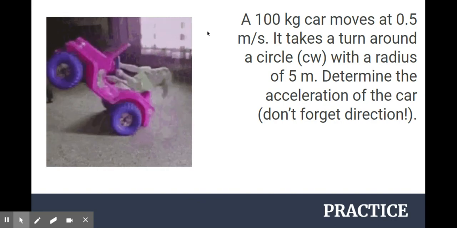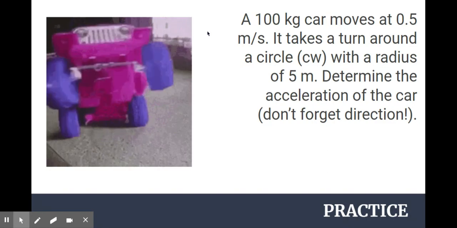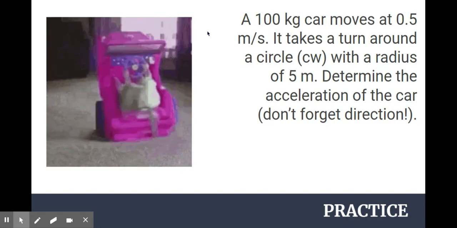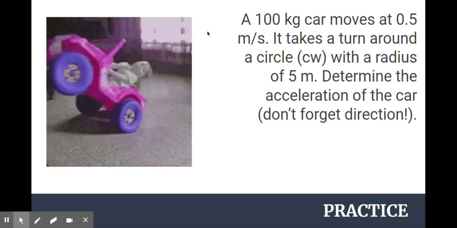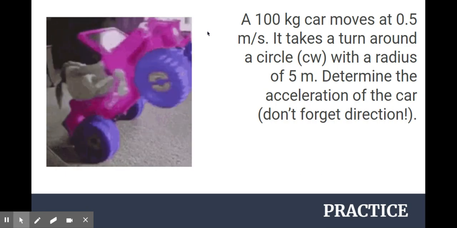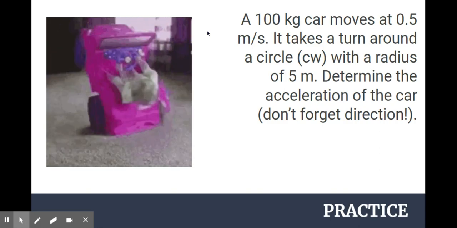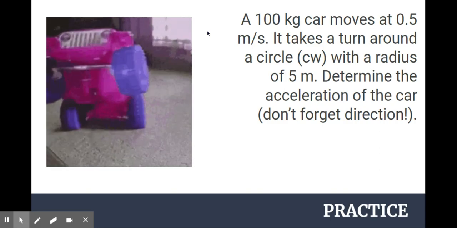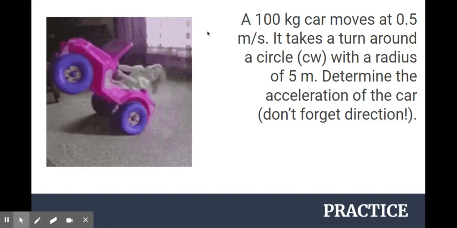So let's practice. A 100 kilogram car is moving at half a meter per second. It takes a turn around a circle in the clockwise direction, and that circle has a radius of 5 meters. I want you to determine the acceleration of the car. Don't forget to describe the direction. Pause the video, see if you can figure this out. Use all the stuff that we've gone over so far.